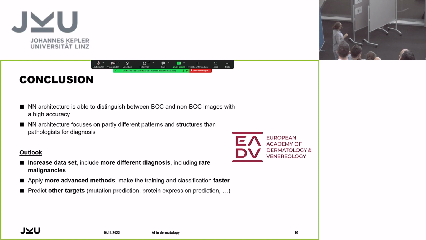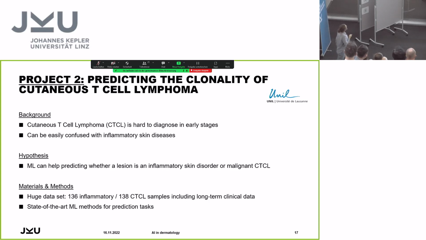And we want then to apply more advanced methods to this new, bigger data set and also make the classification faster. And later we want to predict other targets, like whether a tumor has a mutation or expresses a certain protein. And the second project is very much at the beginning, I would say.